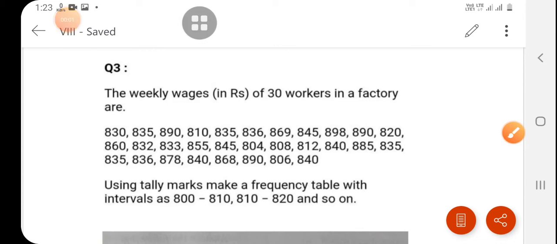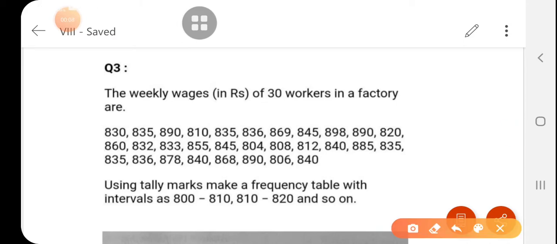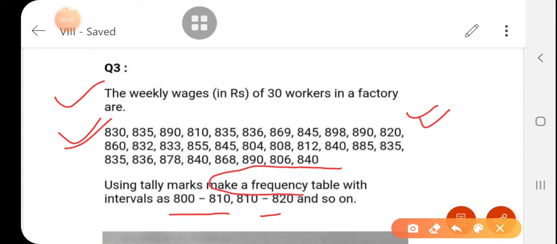Here I am going to solve question number 3 for class 8, exercise 5.1. The question is as follows. The weekly wages of 30 workers in a factory are given. Using tally marks, make a frequency table with intervals 800 to 810, 810 to 820 and so on. So this is the data given here. With the help of this data, you have to make the frequency table.